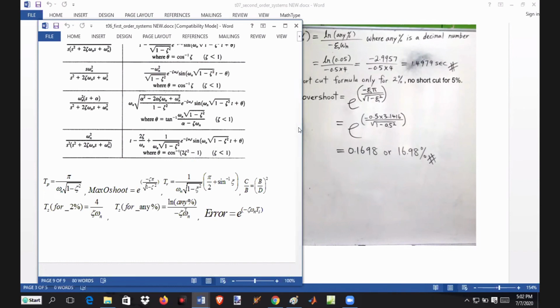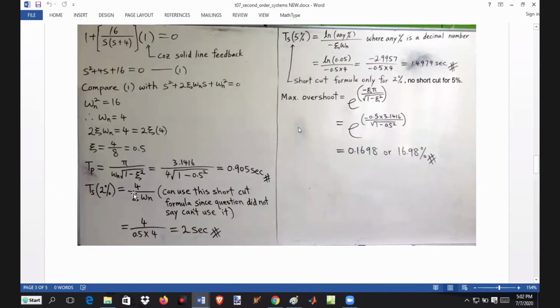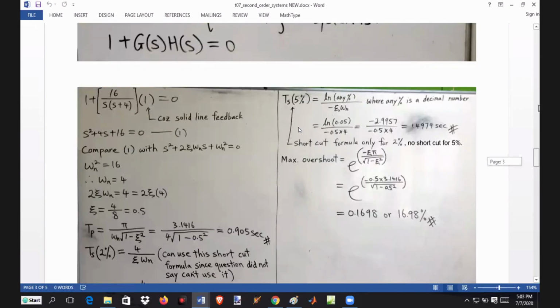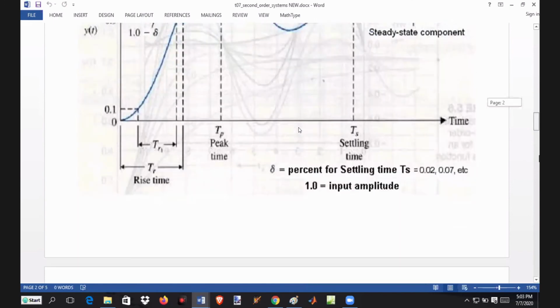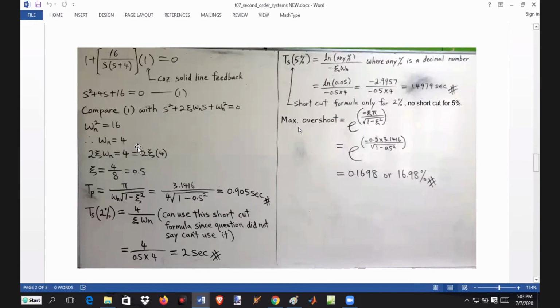Now we are going to use 2% here. The shortcut will be like this. So 4 over 0.5 times 4. The settling time for 2% error is 2 seconds. 2% error means you have plus or minus delta here. 1.2 is 100%. Delta is an error here. Plus delta, minus delta. Delta can be 2% or 1%, something like that. The question says 2%, so you use the shortcut formula for 2% here.